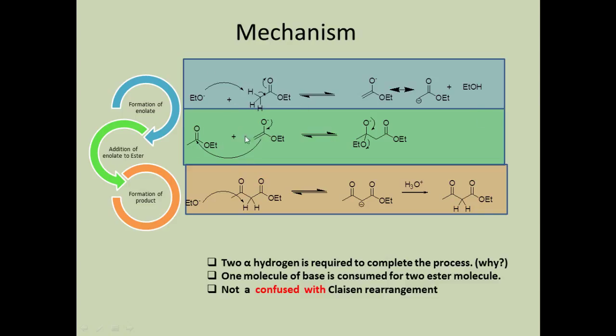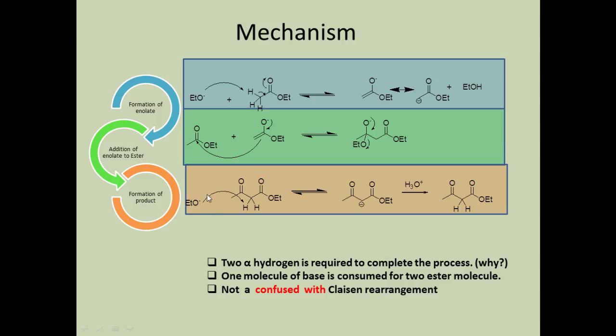Now the enolate attacks the ester group, and addition of the enolate to the ester gives a tetrahedral intermediate. The oxygen lone pair with its negative charge pushes back and the ethoxide ion is expelled. So this is the product of this step.